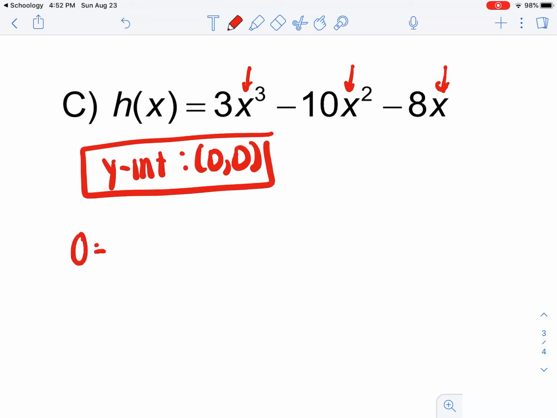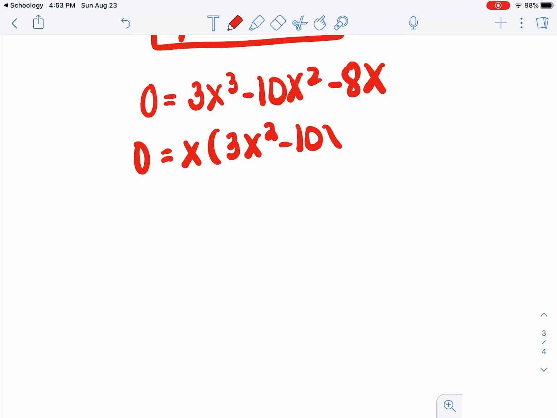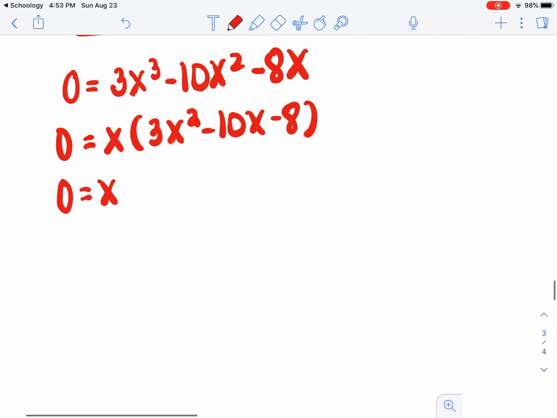X-intercepts and zeros, set your function equal to 0 and solve. Once again, please do not be the person that says, I don't know how to solve something with a cube in it. You have to get it equal to 0 and factor it. Look for GCF first. They have x in common. So then I have 3x squared minus 10x minus 8.